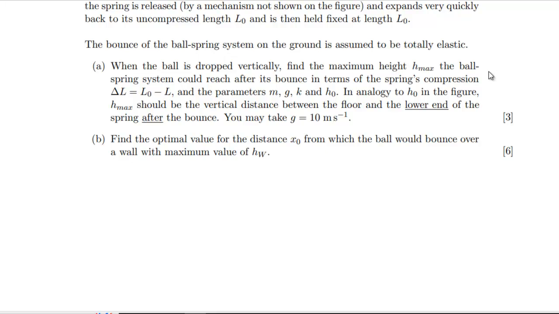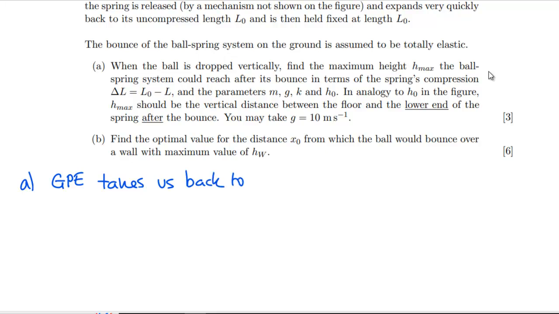Okay, so we need to be thinking about energy here. We've got some GPE, and that's going to take us back to the starting point, isn't it? If it was just GPE, it would just take us back where we began, wouldn't it?